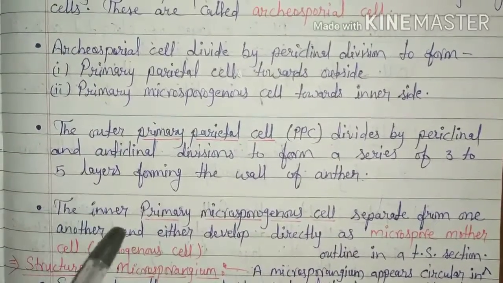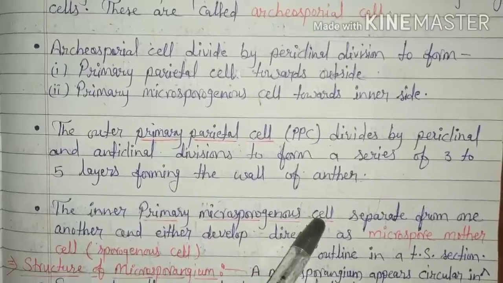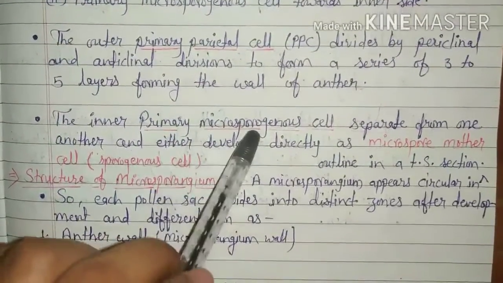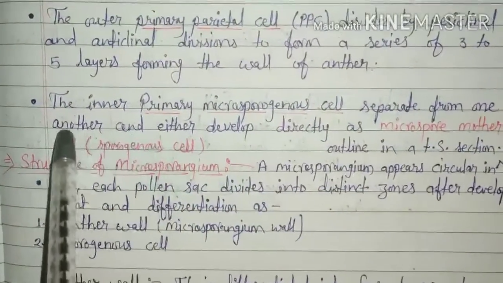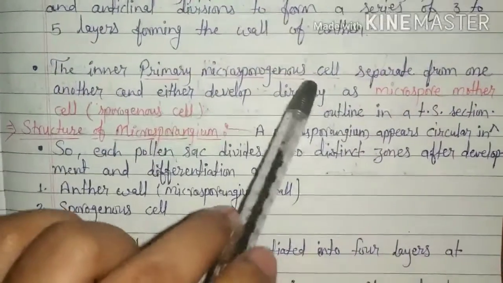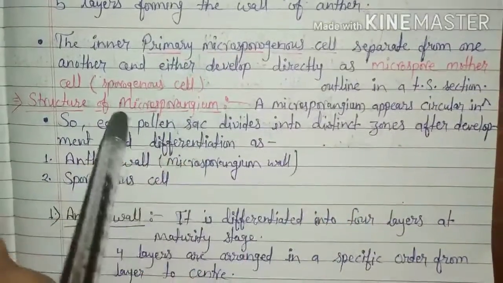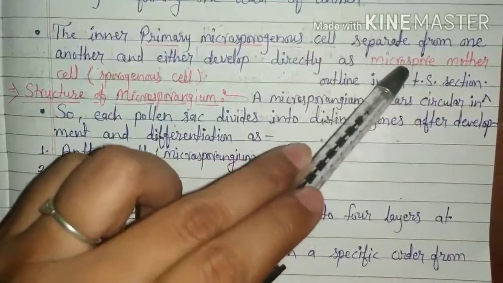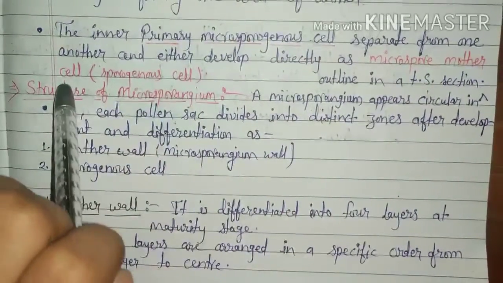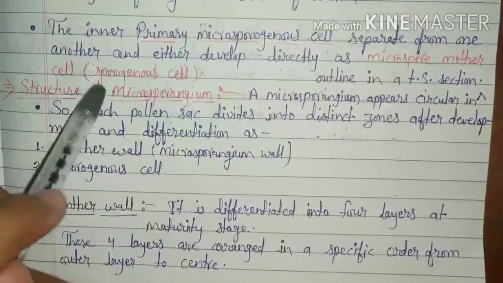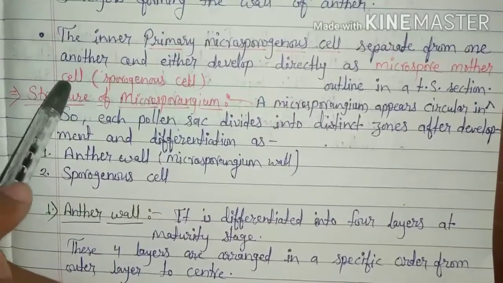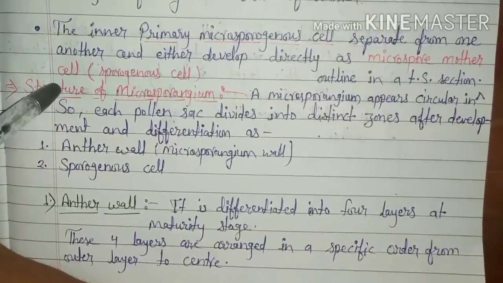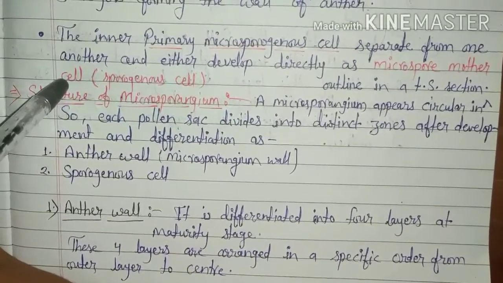And the inner primary microsporogenous cells, which are also known as primary sporogenous cells PSC, separate from one another and either develop directly as microspore mother cells or sporogenous cells. Because the microspore mother cell is the germ cell of pollen grains. These cells are in diploid condition.